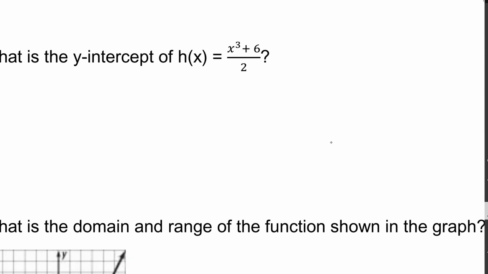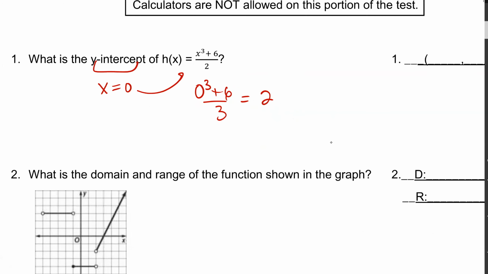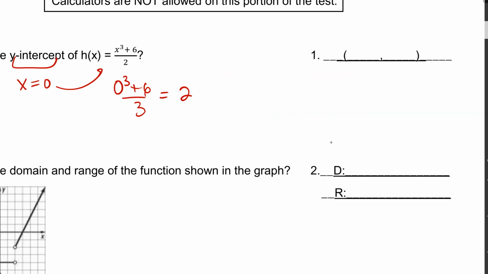So, y-intercept. How do you find a y-intercept? When x is equal to 0. So you set x equal to 0. So you have 0 cubed plus 6, over 2. That's going to be 3. But of course, intercepts are points, not numbers, so you have to have x comma y. So 0 comma 3 is your intercept.